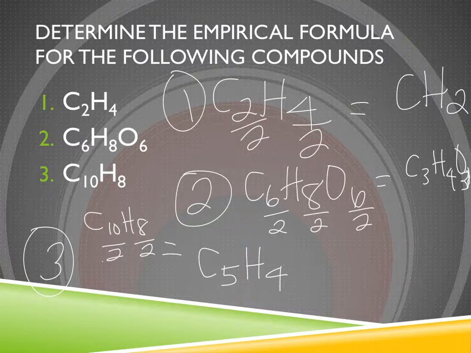C5H4. So when you find your empirical formulas, you need to make sure that this is the most reduced form. If you use the wrong factor, or you divide by the wrong number and you still get an answer that is divisible by more, keep going until you reduce it until it can't be reduced anymore.